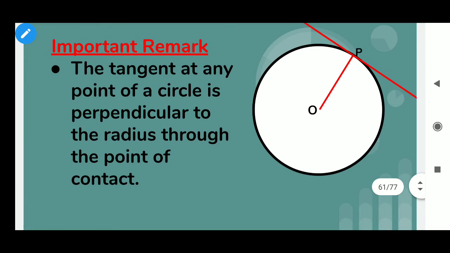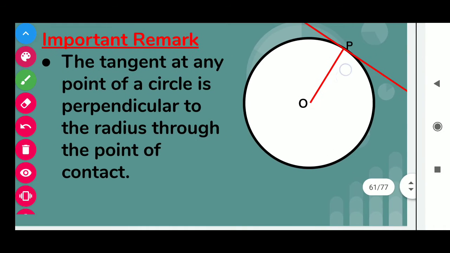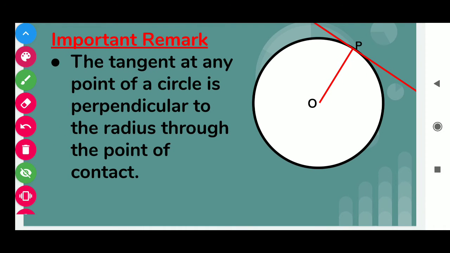Students, in the previous sessions, I have already explained to you about the important remarks. The tangent at any point of a circle is perpendicular to the radius to the point of contact. Students, you can see from the diagram, P is the point of contact and this line is the tangent to the circle because it touches at one point. OP is the radius, so these are at 90 degrees. So students, in this way, the tangent at any point of a circle is perpendicular to the radius to the point of contact.